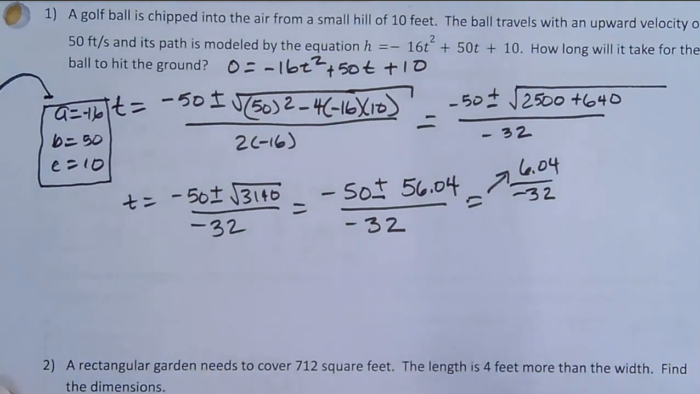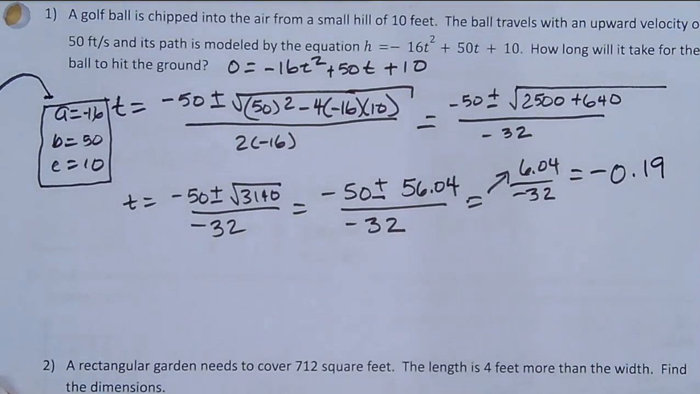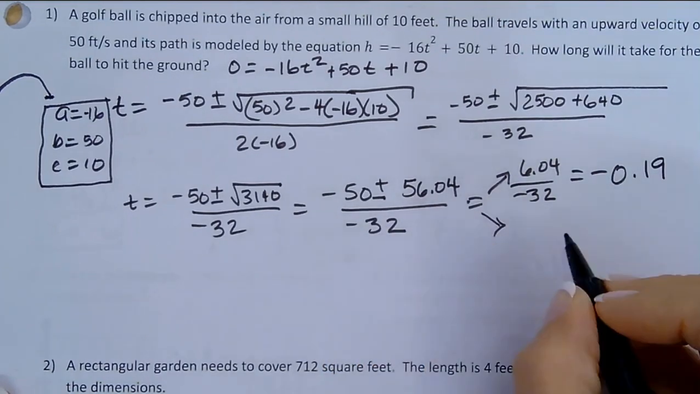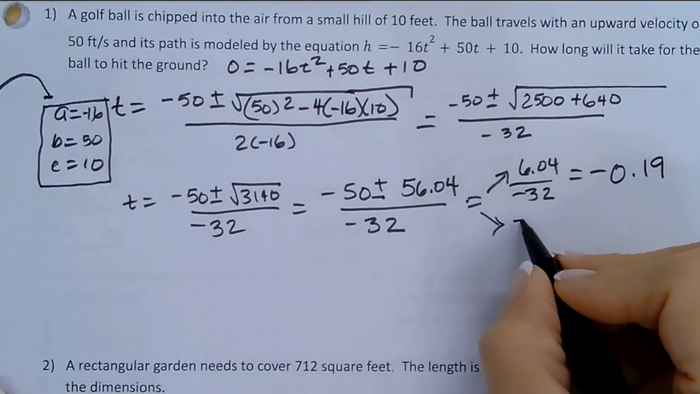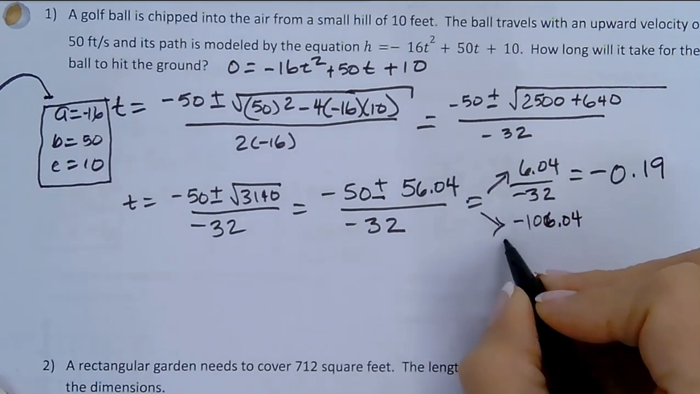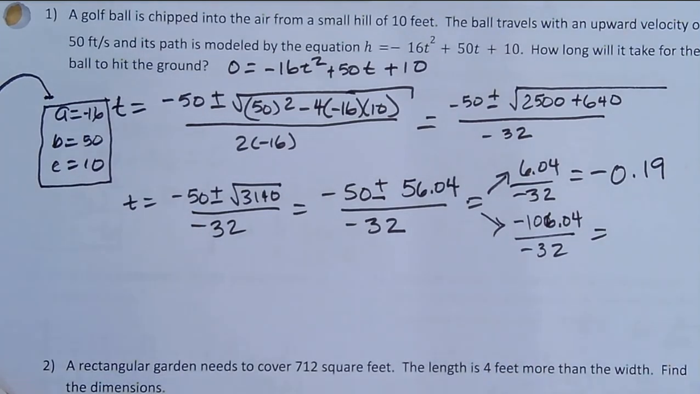Which is negative 0.188, or negative 0.19. And then my other option is negative 50 minus 56.04. So I get negative 106.04 over negative 32. And this time, in my calculator, I get 106.04 divided by 32. I get 3.31.